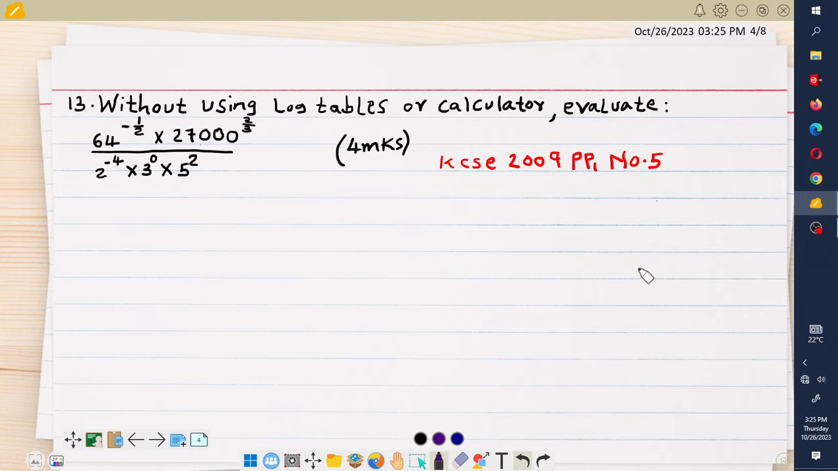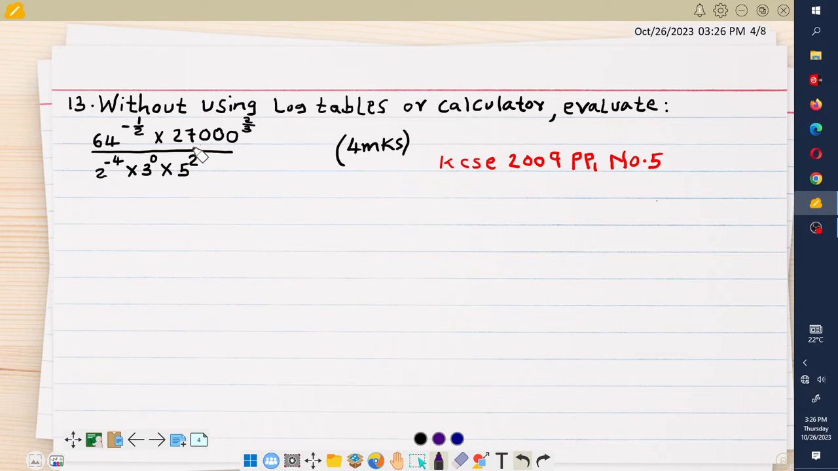So we are looking at further examples involving indices, and this is our example number 13, which is also a past cases question done in the year 2009, paper 1, question number 5. It reads: without using log tables or calculator, evaluate 64 to the power of negative a half multiplied by 27,000 to the power of 2 over 3, then over 2 to the power of negative 4 times 3 power 0, then times 5 to the power of 2. It is a question worth 4 marks.